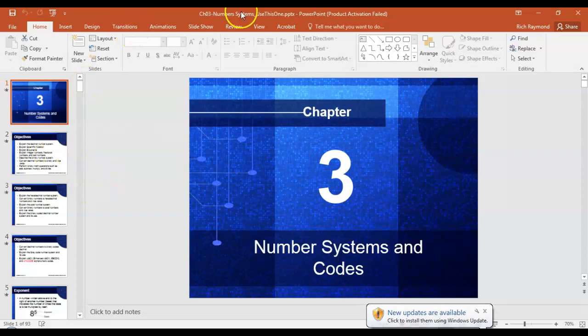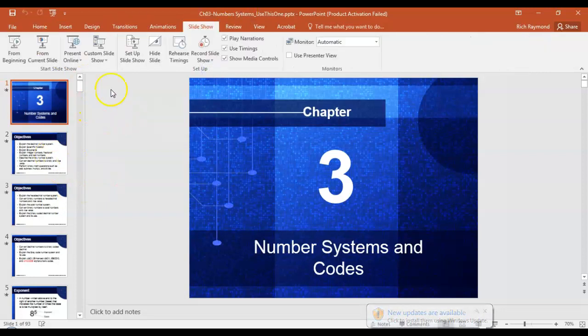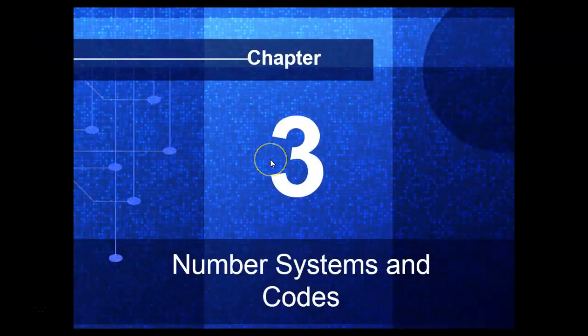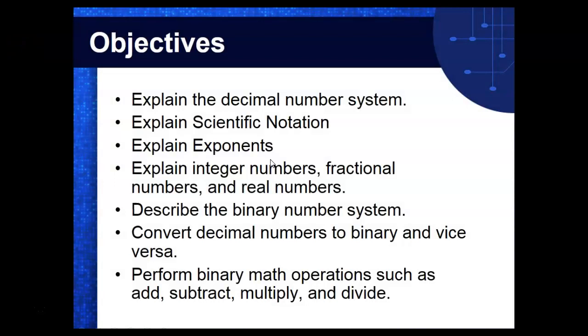So we're going to start this. Like I said, this is in chapter 3 in the textbook. So we'll look at the decimal number system. We'll explain scientific notation, but y'all probably understand that. We'll talk about exponents and bases. We'll look at integer numbers, fractional numbers, and real numbers, what Allen Bradley refers to as floating point numbers. So we'll look at those.